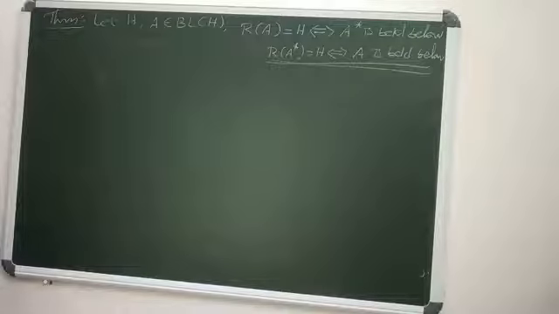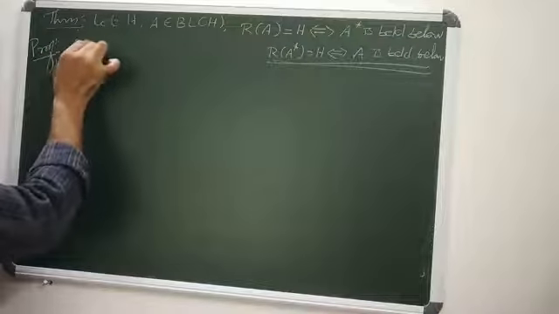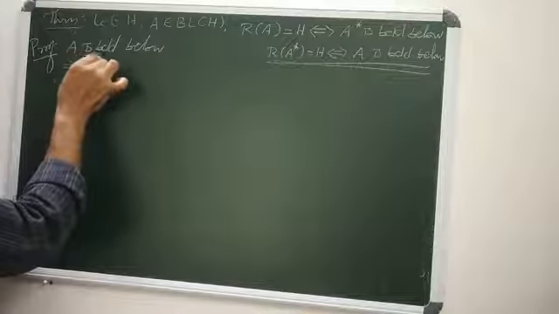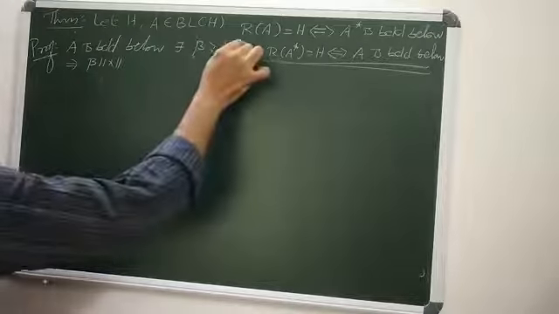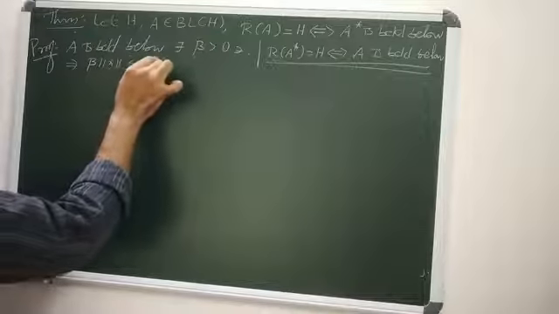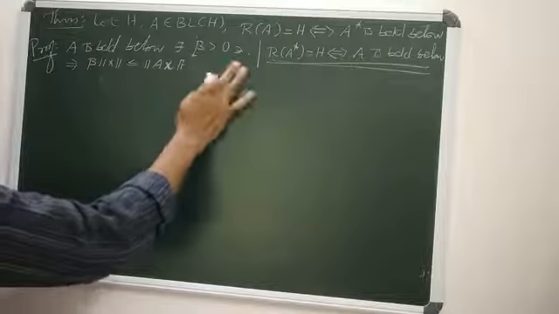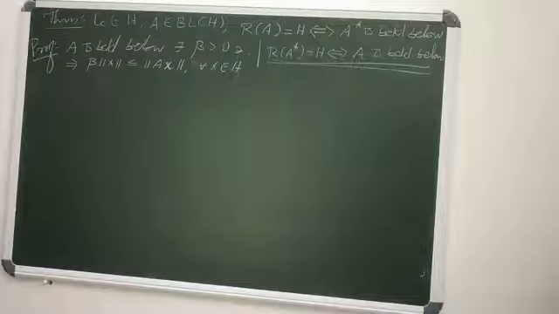We know what it means for A to be bounded below. A is bounded below means there exists some beta greater than 0 such that beta norm x is less than or equal to norm Ax, for all x in H. So this is the condition for A being bounded below.